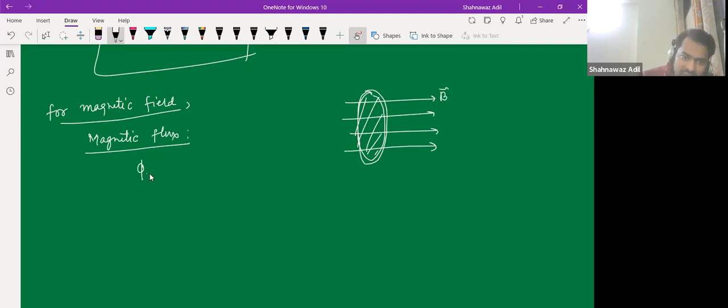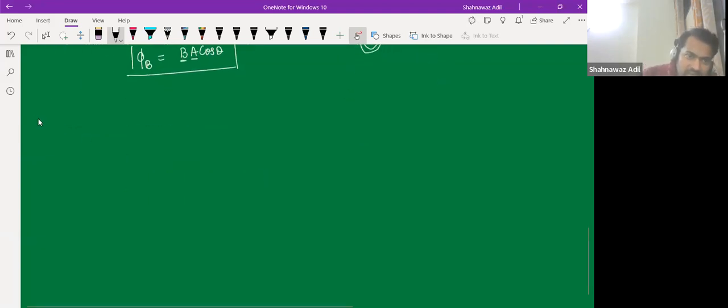So I will directly write it. This is BA cos theta, where this theta is the angle between the magnetic field and the area vector. The direction of the area vector is always normal to the plane of the area. So this is the magnetic field. Let us do one problem which is very useful in understanding this.